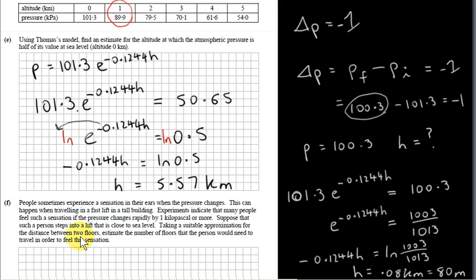Now we have to convert this distance to number of floors in a building. So we're talking about a person traveling 80 meters in an elevator. How many floors will that person move through? So what is the height of one floor? Well, I don't really know, but it's more than 2 meters. Let's say it's 3 meters. So how many floors are in 80 meters? Just divide 80 by 3. And that's approximately 27 floors.